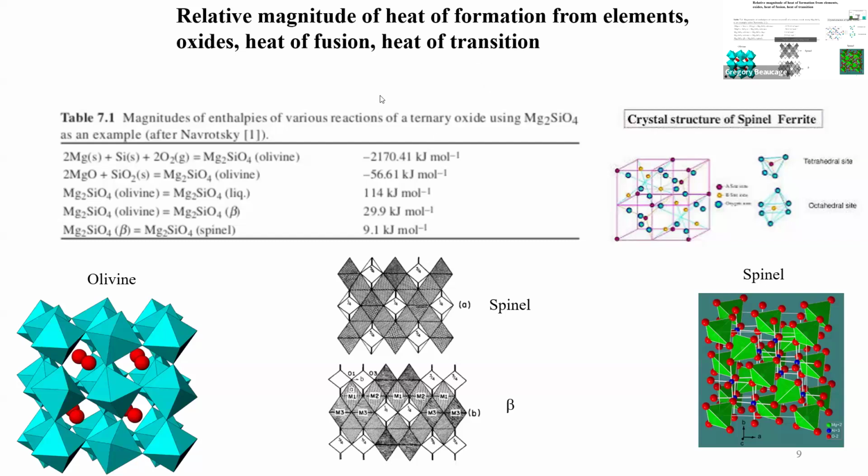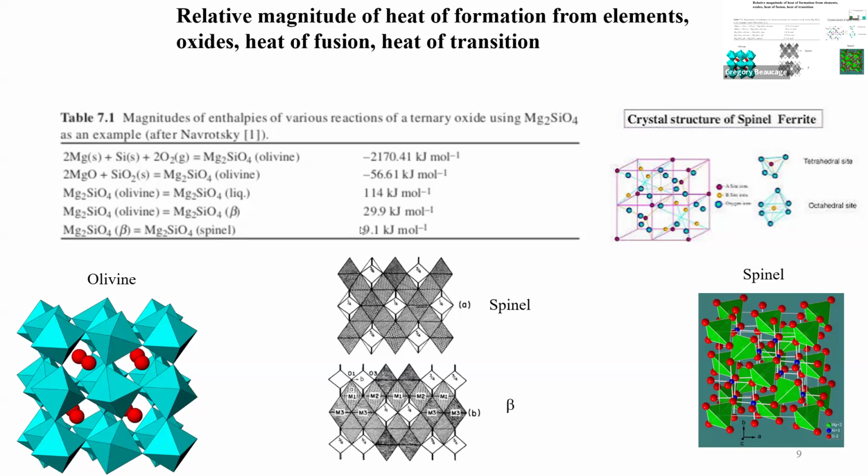Anyway, this is just showing adding up the heats of formation. You have different reactions to make this olivine, and the olivine, this magnesium silicate, can also form a spinel structure, which has two metal sites in it. I think we talked about spinel before. It's got a tetrahedral and an octahedral site, with two different transition metals in it. And then there's also a beta phase. There are three phases for this magnesium silicate, so they have slightly different energies of formation.